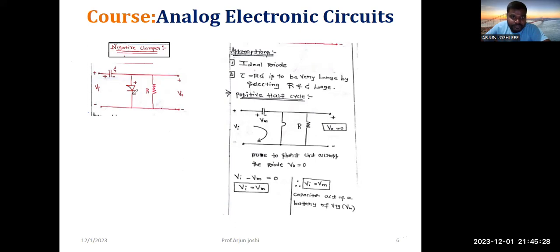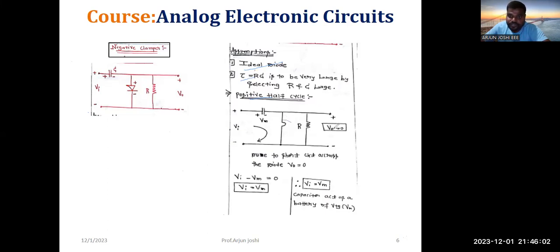The diode should be on. Here, obviously the diode will be on during the positive half cycle. Why? Because positive is connected to positive, negative is connected to negative. So our diode will act as a short circuit or closed switch. Assumption: it is an ideal diode, there is no threshold voltage. Tau equal to RC should be very large. How should it be very large? Here we need to select R and C values very large. During the positive half cycle, obviously our diode will act as a closed switch.